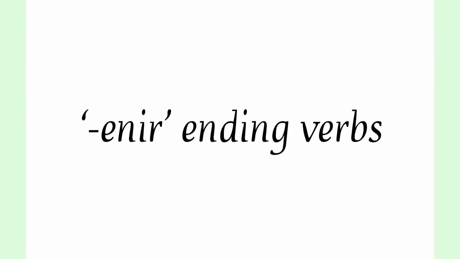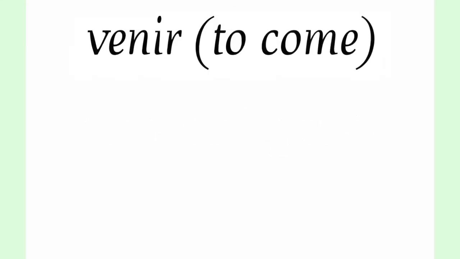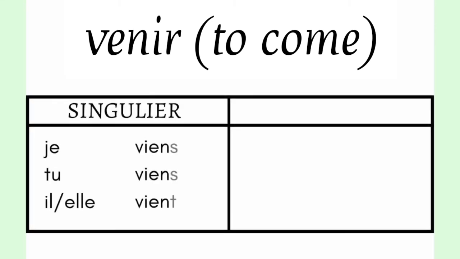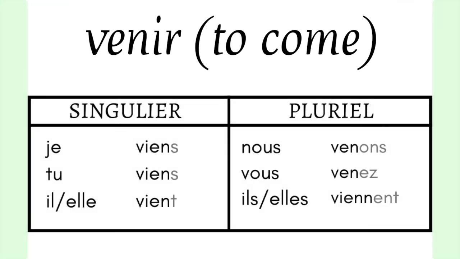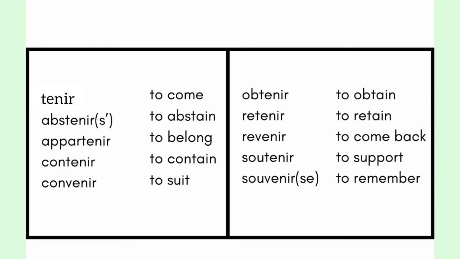Next comes venir. Venir is ENIR ending, okay, and is conjugated in the following manner. Venir means to come. Je viens, tu viens, il vient, elle vient, nous venons, vous venez, ils viennent, elles viennent. So now if you can see, all the forms of venir are different. That means with je, tu, il, elle, nous, vous, it looks different. So we have to learn this verb by heart. There are few more verbs which are conjugated like venir.